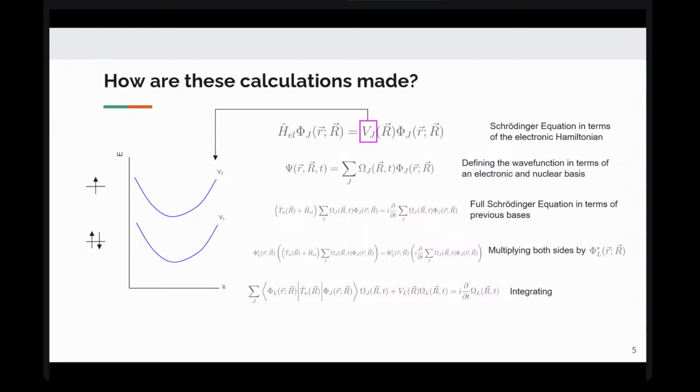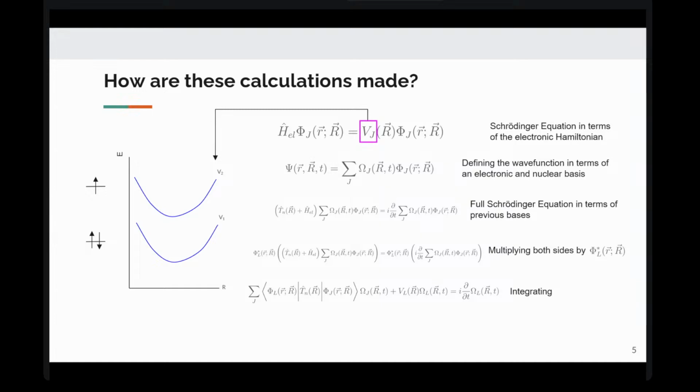And one important thing to note is that the eigenvalue of the electronic Hamiltonian is known as the potential energy surface. And this essentially describes the distribution of electrons. So for example, in this little diagram, the first excited state would be represented by this little curve, whereas the second excited state would be related to this.